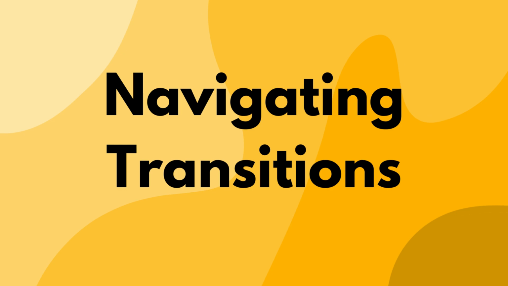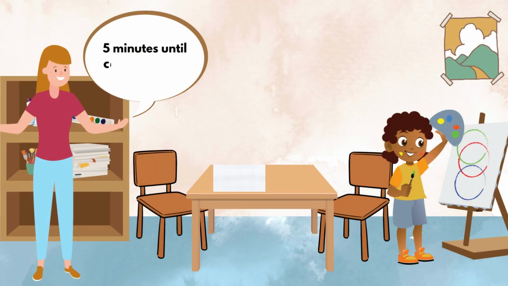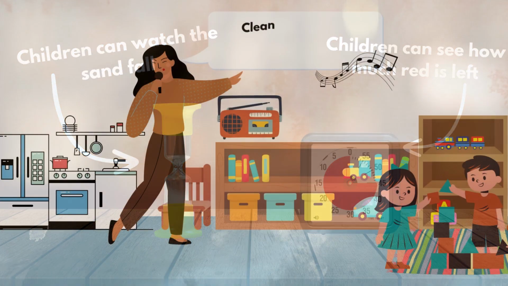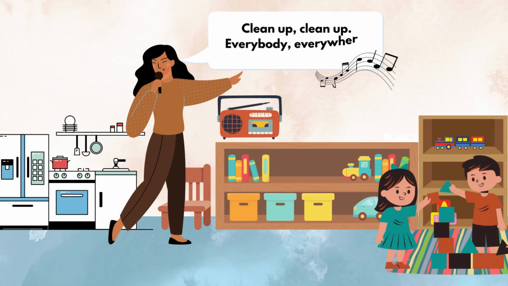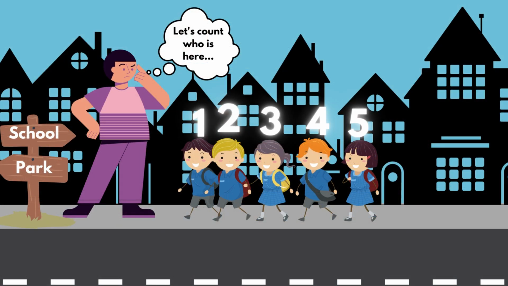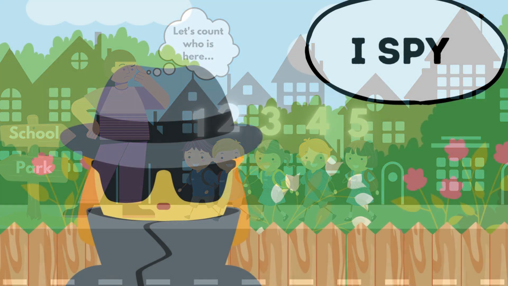Here are tips for navigating transitions. Give a 5-minute warning before a transition happens. Use a visual timer like a sand timer or a clock that shows how much time is left. Use songs to help facilitate transitions like clean up, everybody, everywhere. Be aware of the whole group during the transition by counting children.